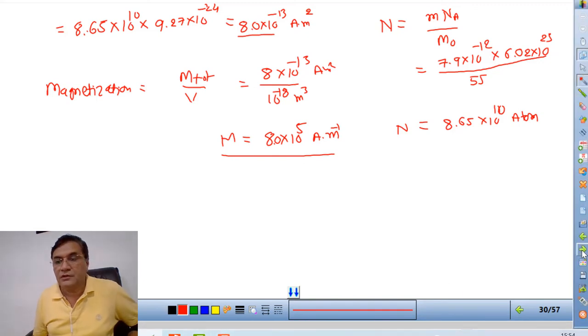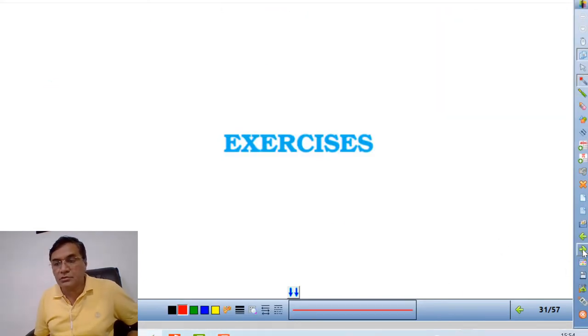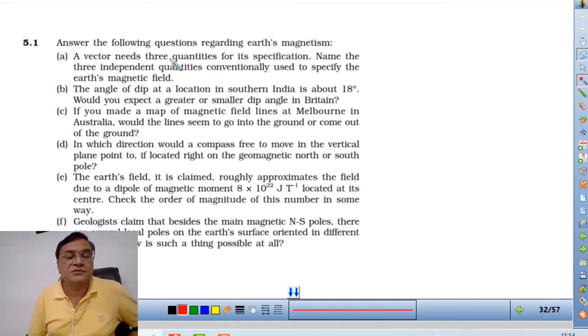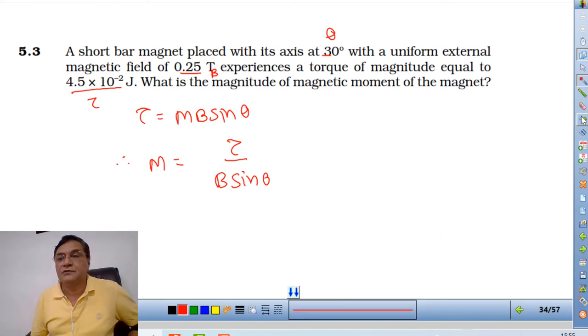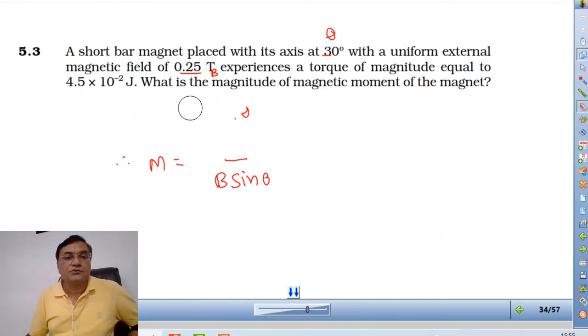Okay, next one: answer the following questions regarding earth's magnetization. So this I am not doing at present, to avoid wasting time, but you have to do it. The second question is also like that.